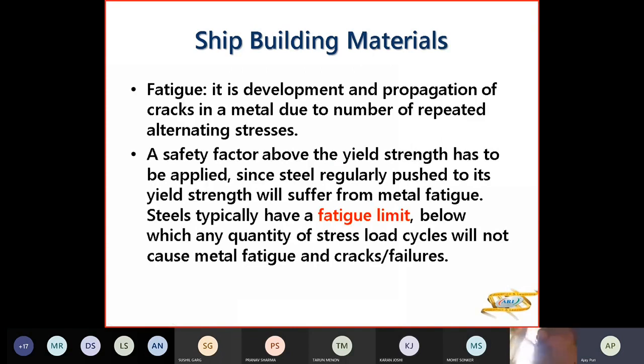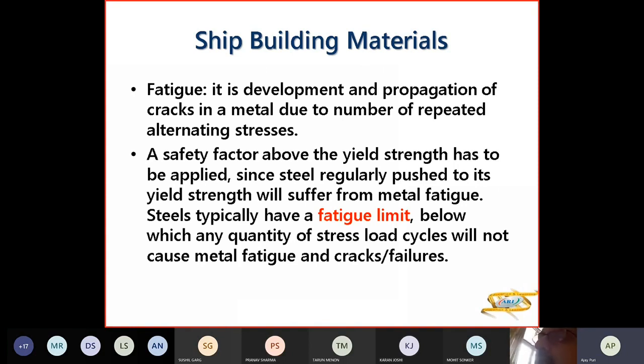Now the third term is fatigue. Fatigue, if you know, is a general term that means tiredness. Material can have fatigue, especially when a ship is old. It is subjected to a lot of hog and sag, and with repeated hog and sag above your fatigue limit, these repeated alternating stresses can cause cracks. So a safety factor above yield strength has to be applied. Since your steel regularly is pushed to yield strength, you will have to suffer metal fatigue.